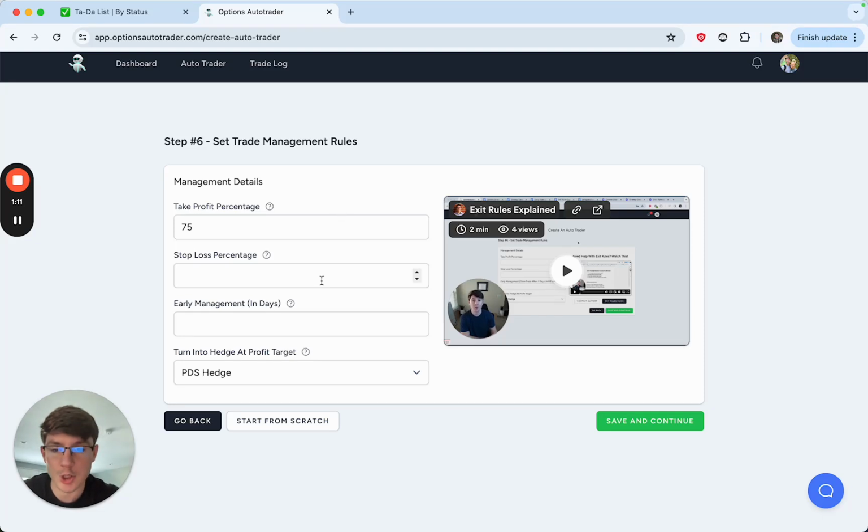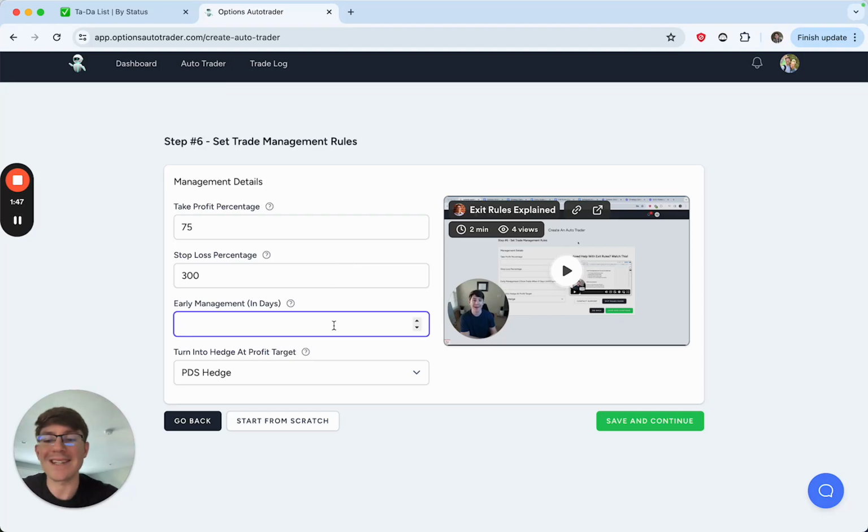Stop loss percentage. This shows us when we will close a trade for a loss. So if we bring in $1,000 and we set a 300% stop loss, that means that we will close the trade once the trade gets to a $2,000 loss. Why is that? Well, because we take the $1,000 that we got as credit, we multiply it by 3, because that's what 300 means, and we get to a $3,000 loss. However, we received $1,000 in credit originally, so 3,000 minus 1,000, we have a $2,000 loss.